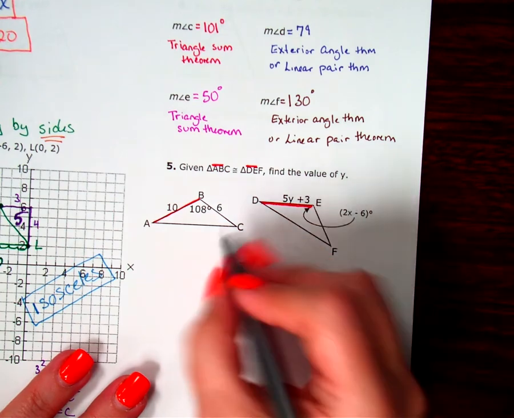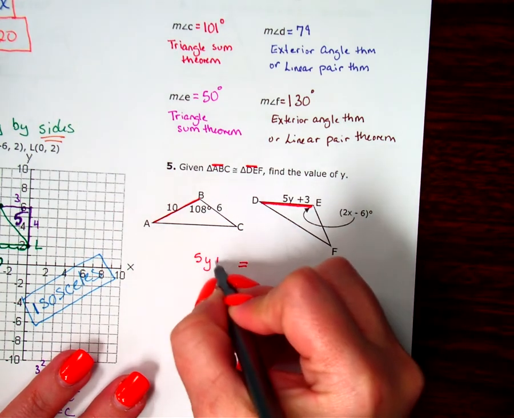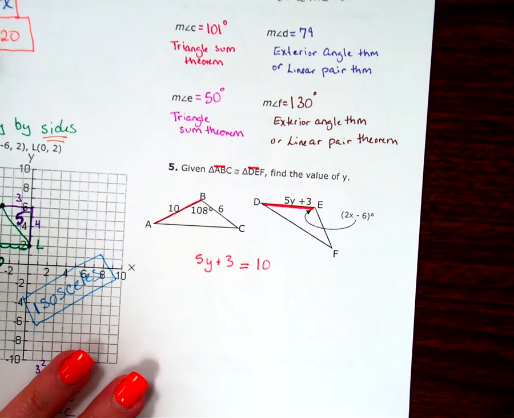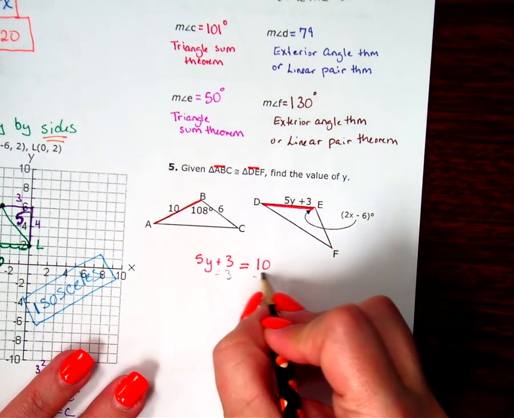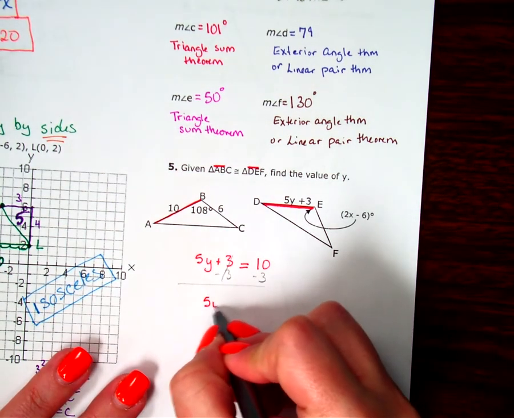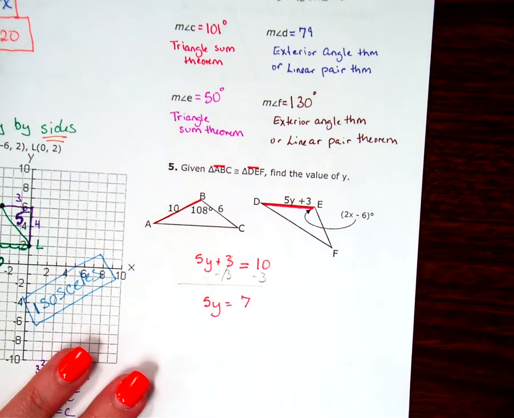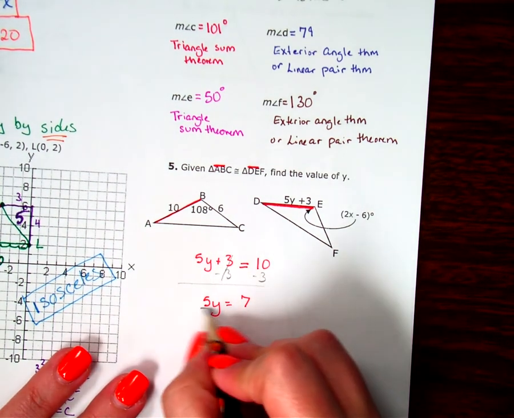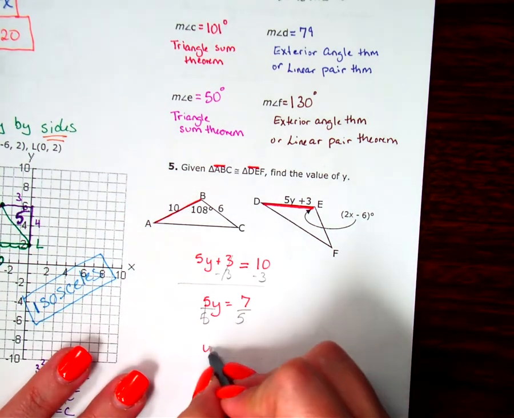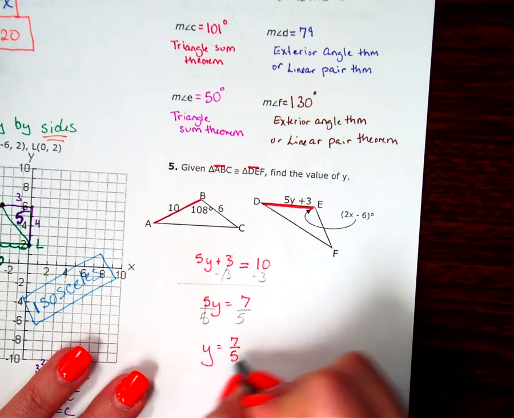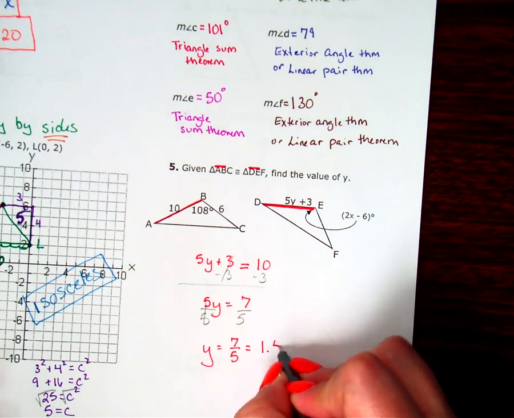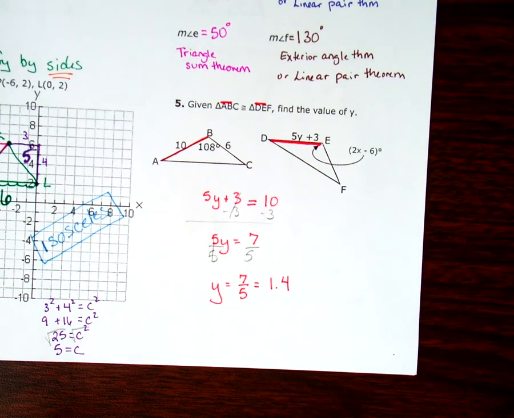My 5y plus 3 is equal to 10. I'm going to subtract 3 on both sides, and I'm going to get 5y equals 7. Divide both sides by 5, and y equals 7/5, or I could change it to a decimal, which would be 1.4.